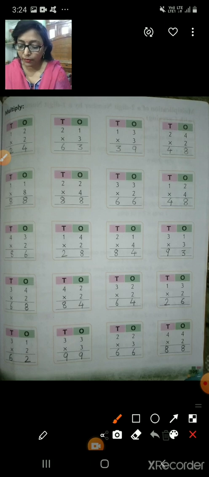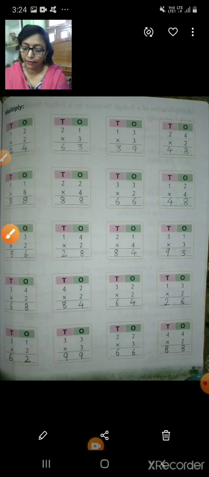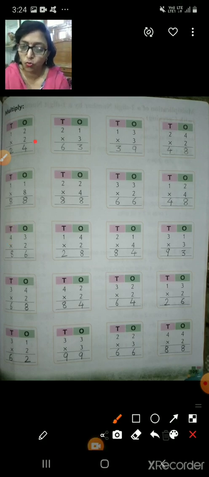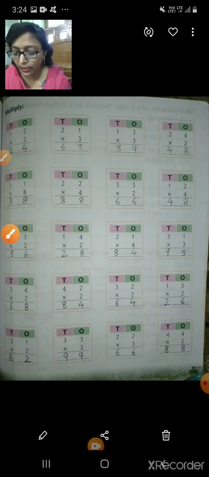So first we will take 2 and multiply it by 2. 2 2s are 4. So under it we will write 4. And then we will multiply 2 by 1. So 2 1s are 2. So the result we will write downside at the tens place, 2. Like this you will solve this also.